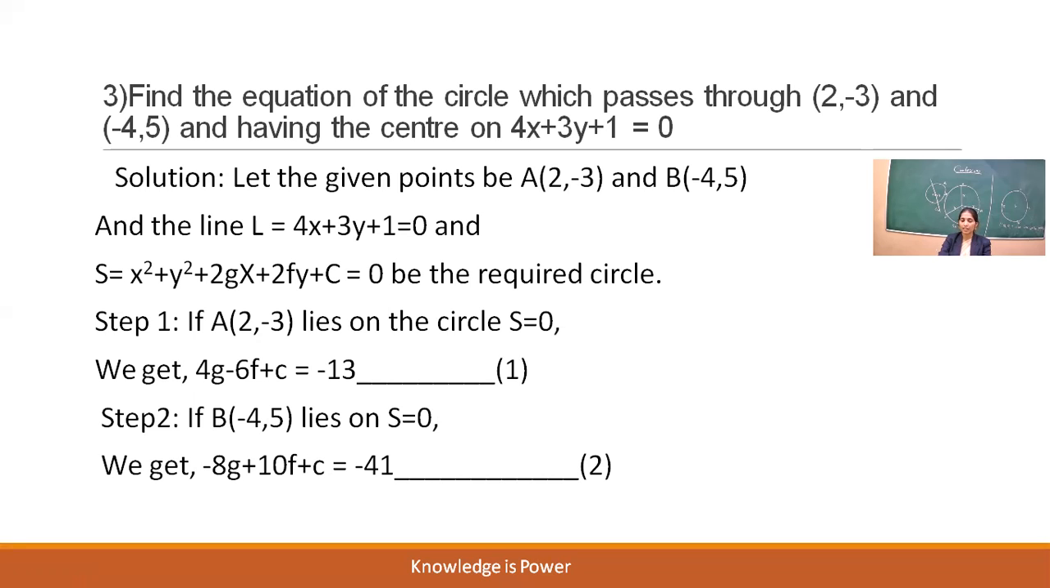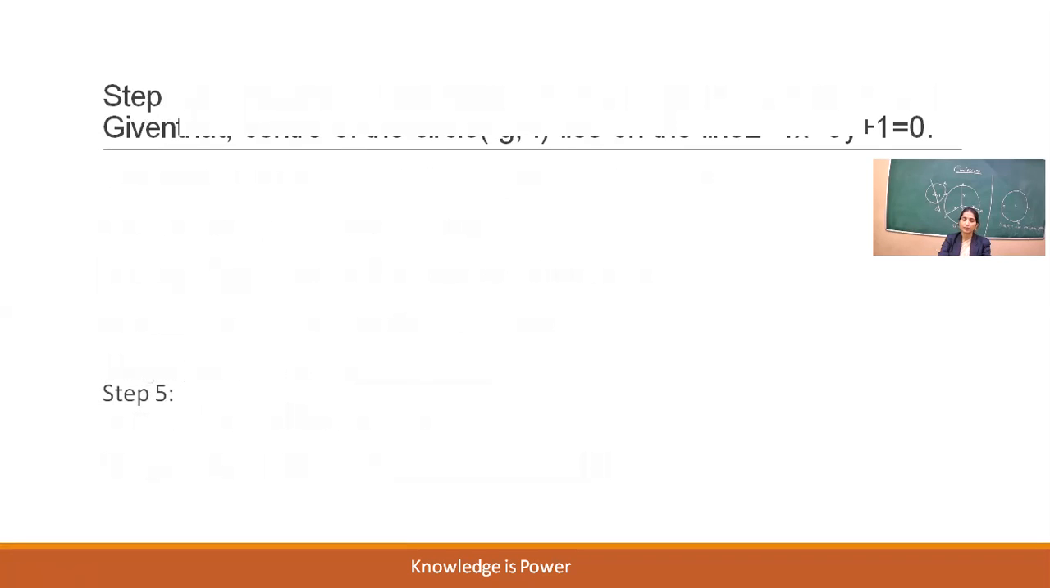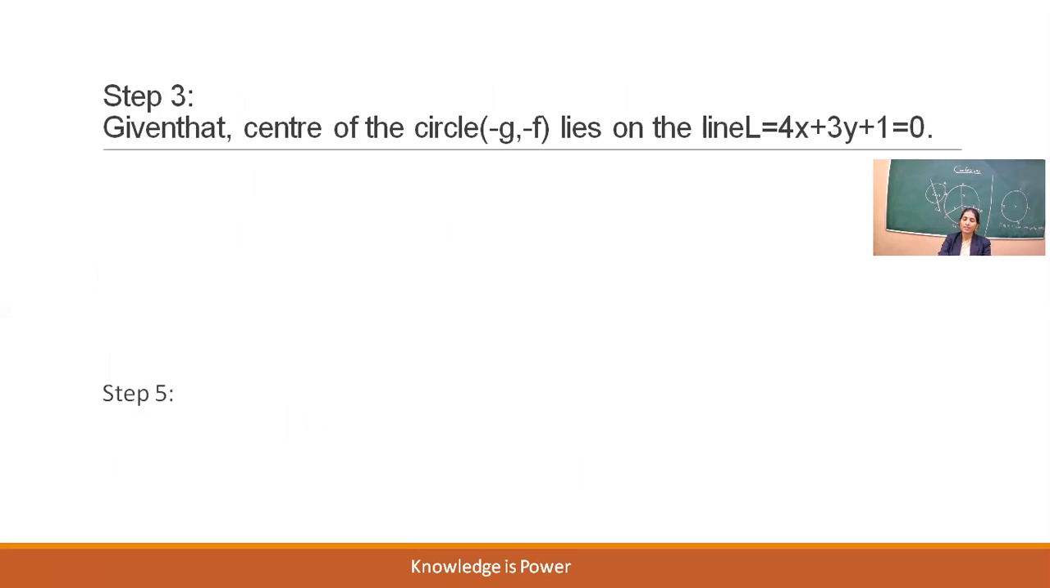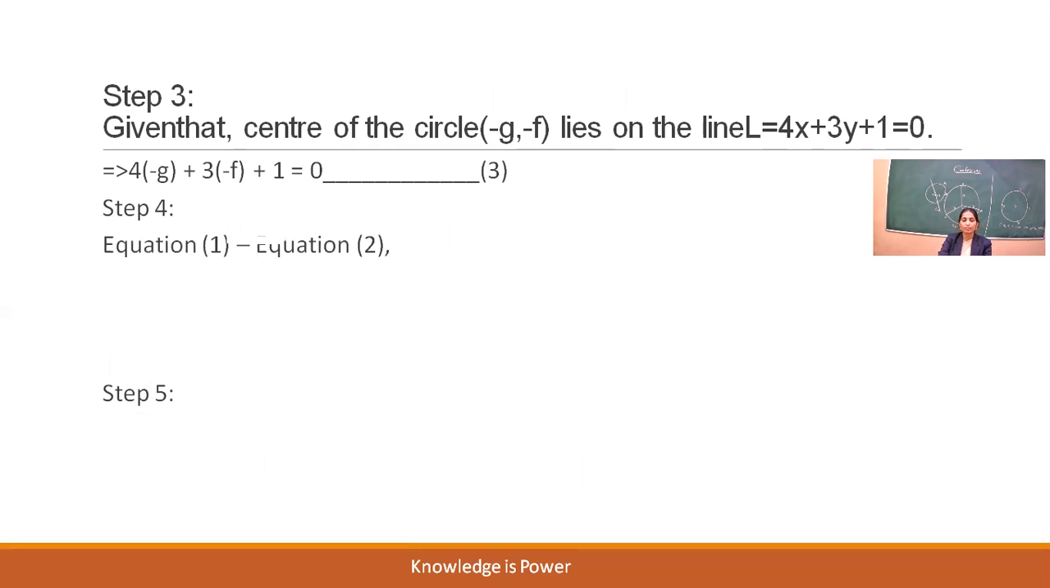Now we have equations 1 and 2 involving g, f, c. Let us see the third condition. Step 3. Given that the center of the circle (minus g, minus f) lies on the line L equal to 4x plus 3y plus 1 equal to 0. Since this point is on the line, we substitute the coordinates of the point in the equation of the line. So in case of x, we'll substitute minus g, in case of y, we'll substitute minus f. So minus 4g minus 3f plus 1 is equal to 0 is equation 3.